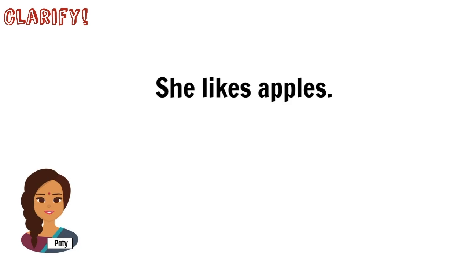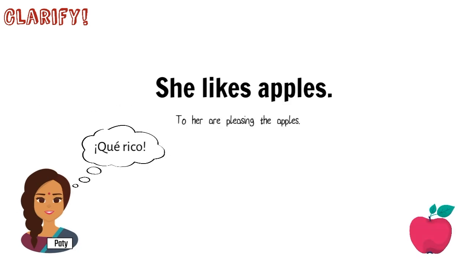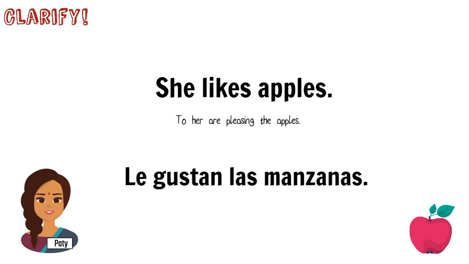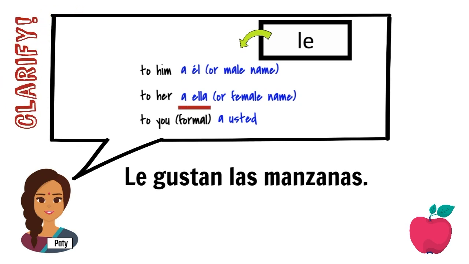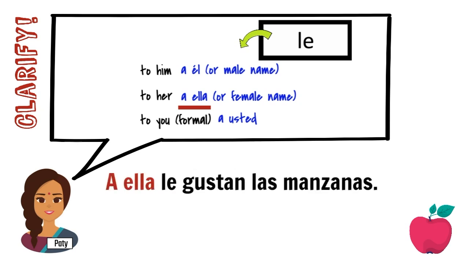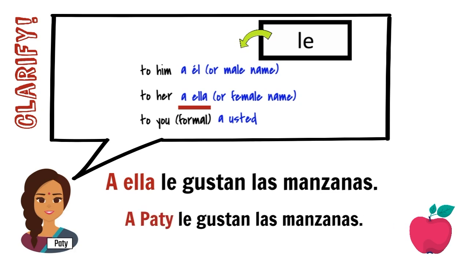Here's an example. She likes apples, or in the Spanish mindset, to her are pleasing the apples. Following our rules, we get le gustan las manzanas. Right now, this sentence could mean he likes apples, she likes apples, or you formal like apples. But we mean that she likes apples, not just a random person, so we clarify. A ella le gustan las manzanas. This could also work with a name. A Patty le gustan las manzanas means Patty likes apples.